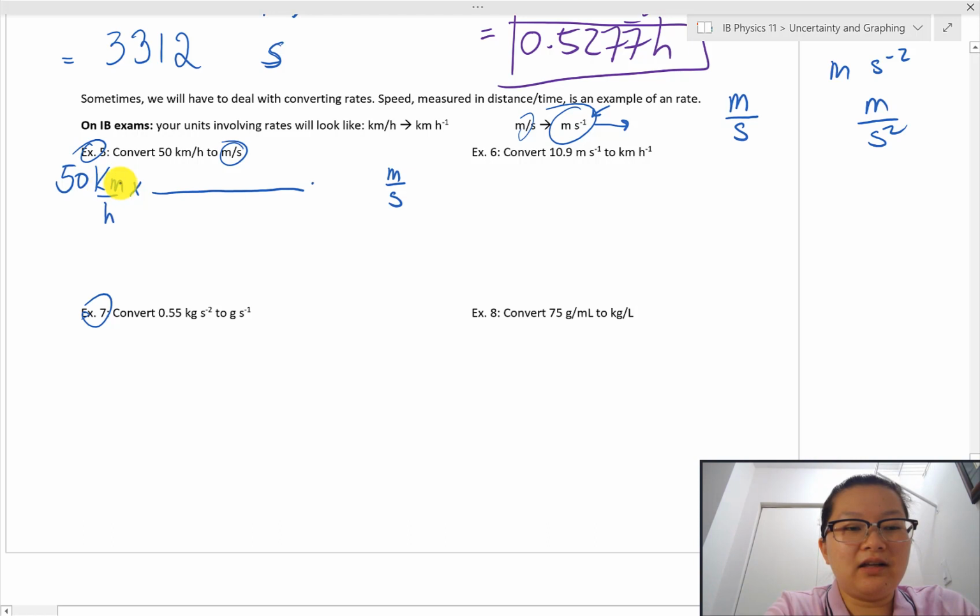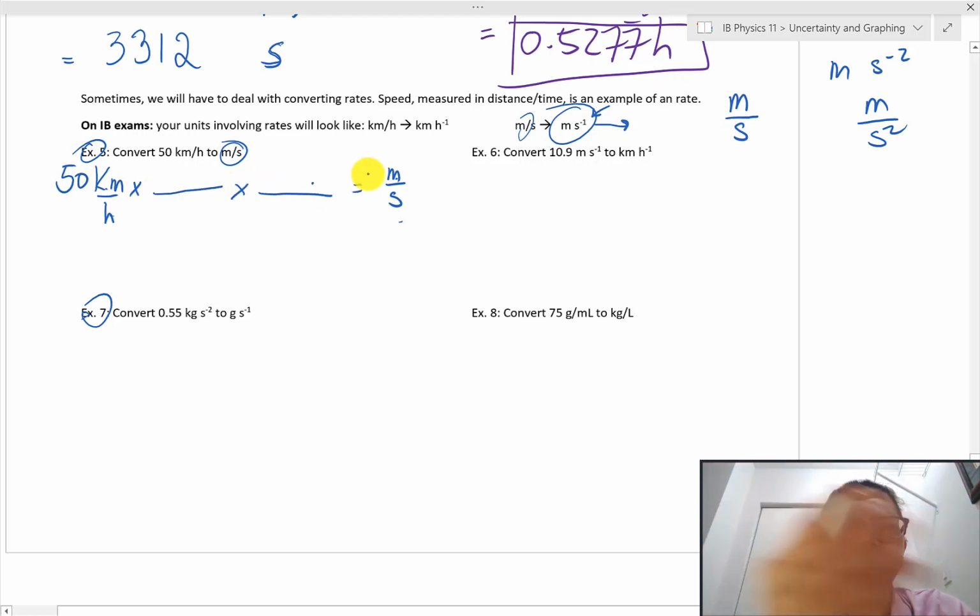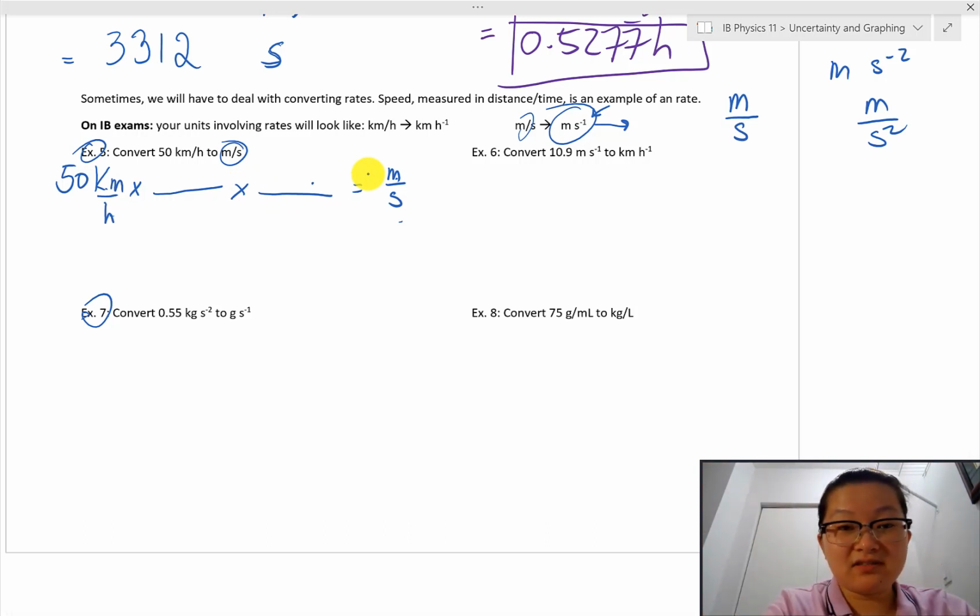It needs to get kilometers to meters and hours to seconds. You might notice that we cannot do that using just one conversion factor. We will probably need two. That's okay to have two conversion factors. I'm going to do them all in one step, and it's doable. It's fine, because you'll notice things will cancel out.